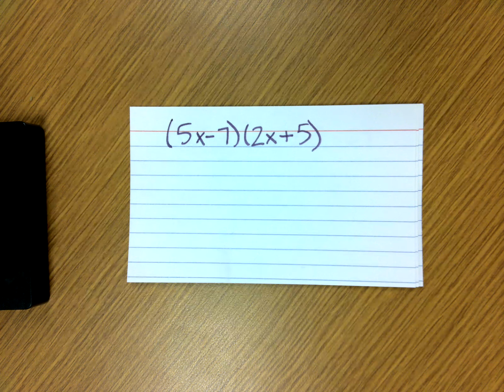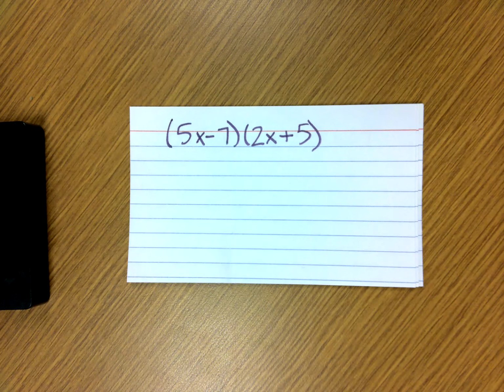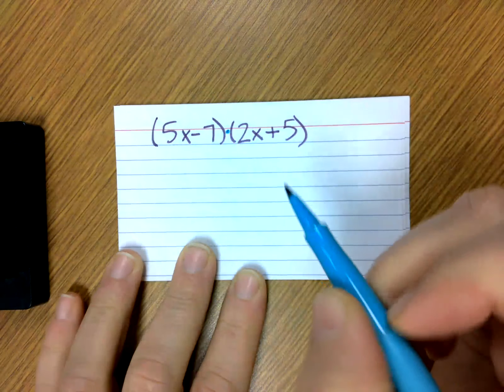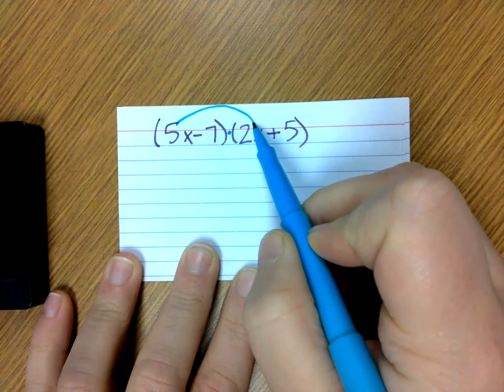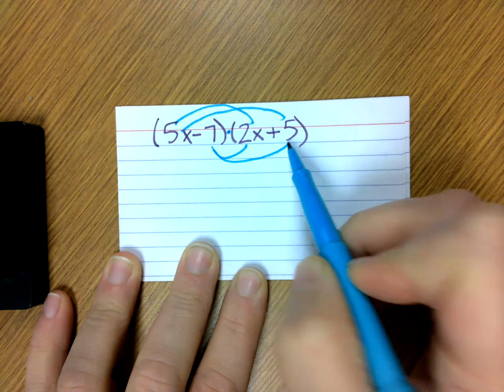Hello, everyone. This is going to be one problem of each section for our extra review. So here we have multiplication. This is a binomial times a binomial, so you have to do your first times your outside times your inside times your last.